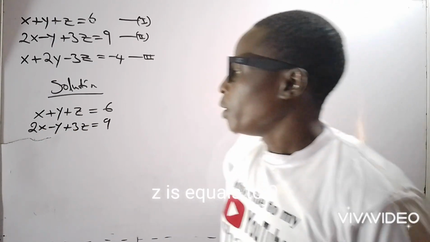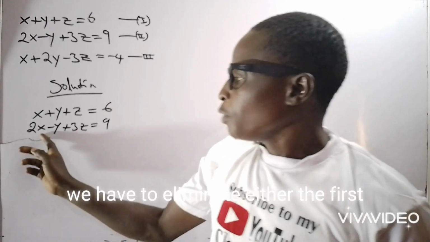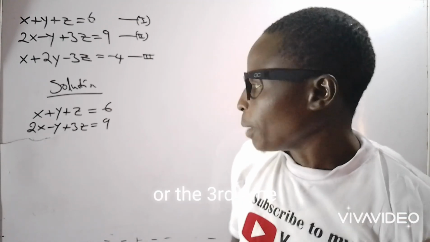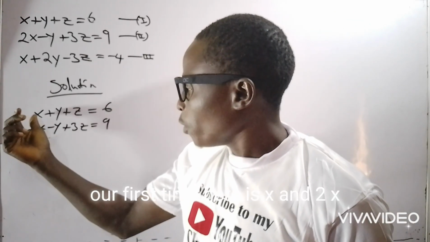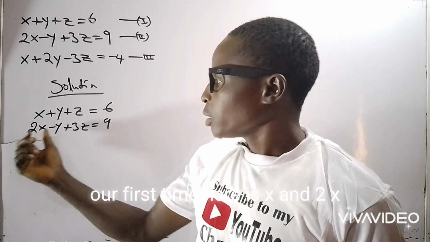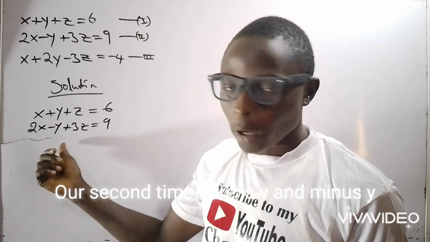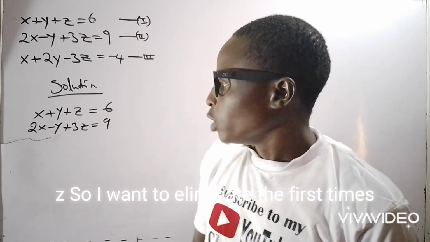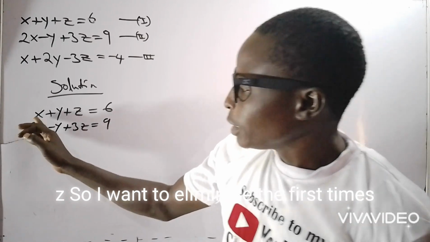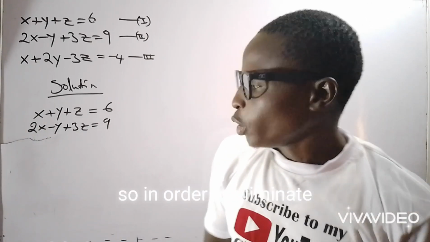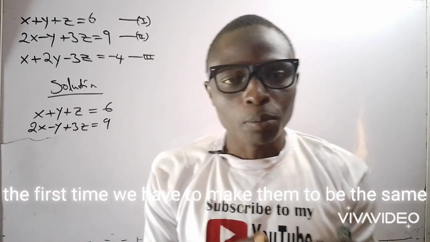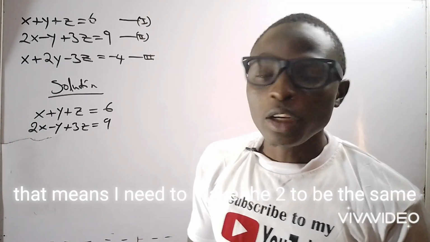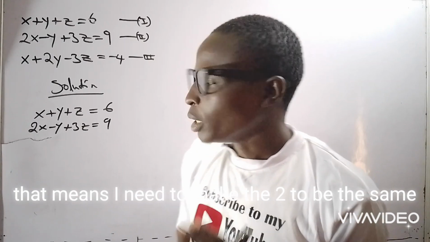So in elimination method, we have to eliminate either the first, the second, or the third term. Our first term here is x and 2x. Our second term here is y and minus y. Our third term here is z and 3z. So I want to eliminate the first terms. In order to eliminate the first term, we have to make them the same. I have x here, I have 2x here. That means I need to make the two the same.